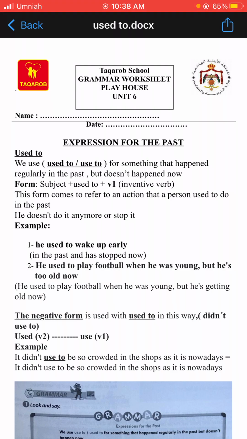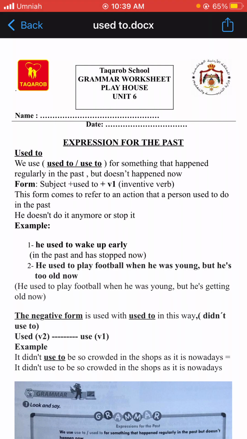So again, focus. Happened regularly in the past but does not happen now. So who's gonna tell me what is the form of used to? Tell me, guys. Excellent. The sentence begins with what? With the subject. Excellent. So the first thing, subject.